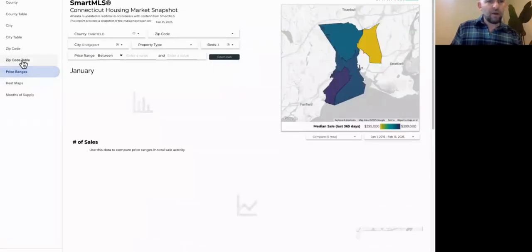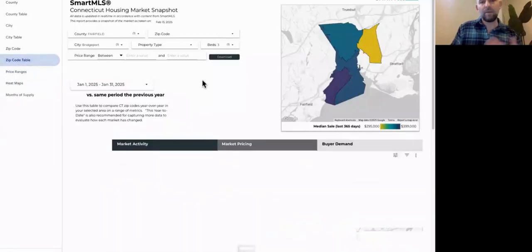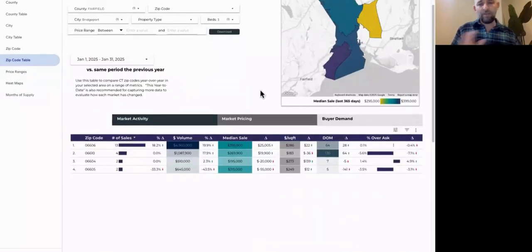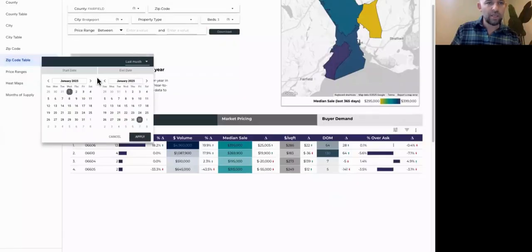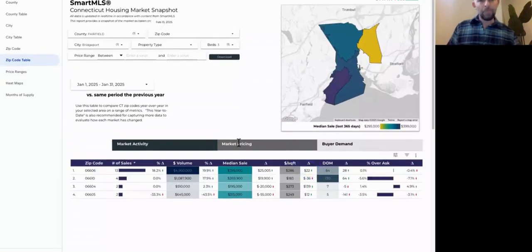So yeah, check this out. We'll break down the market by price ranges. We'll break it down by zip codes, by cities, by counties. You can grab it however you want. You can do the comparisons however you want. This right here is looking at year-to-date data across the top Bridgeport zip codes and comparing it to last year-to-date. So this gives you a couple little nuggets of information. Look at that, 06060 is $22 above last year in price per square foot. So that's interesting. All right, cool.